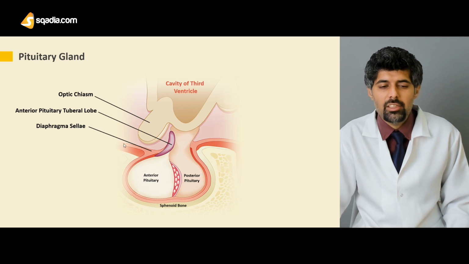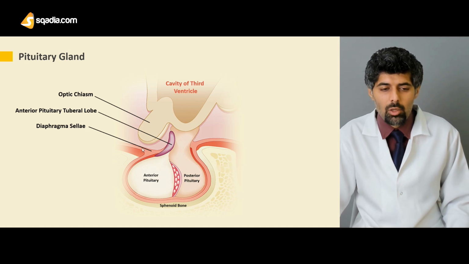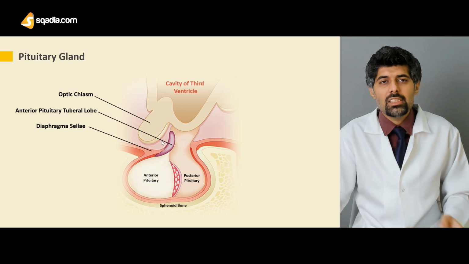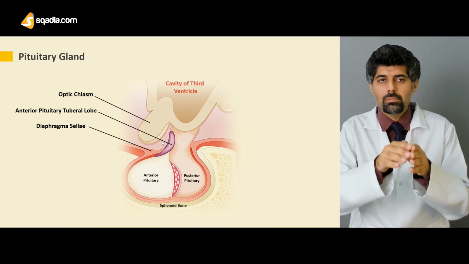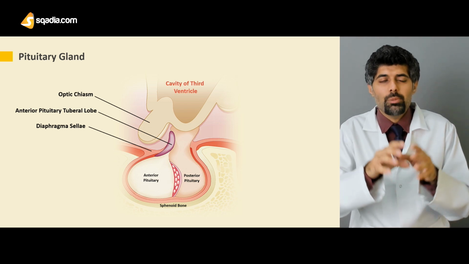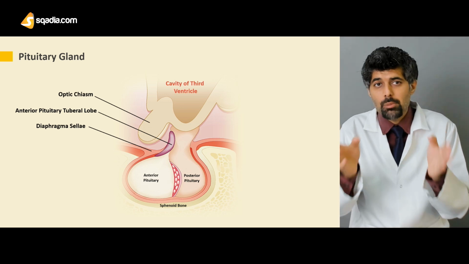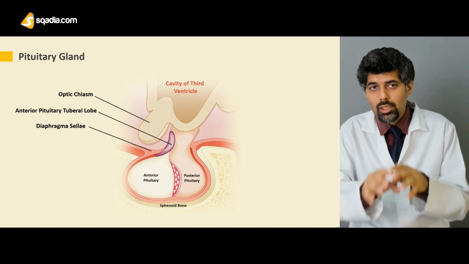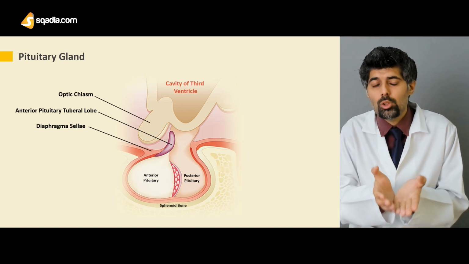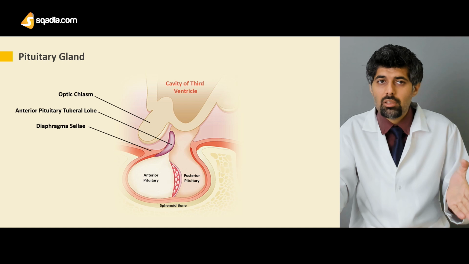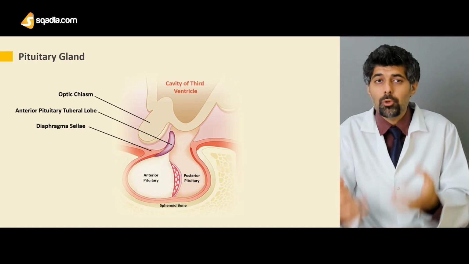Now this is the diaphragma sella. The diaphragma sella is the reflection or the pouching of the dura mater which covers the pituitary gland. It covers the pituitary gland because, one, it reflects around it, and second, it protects it.